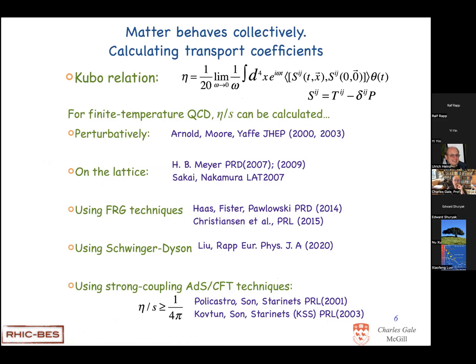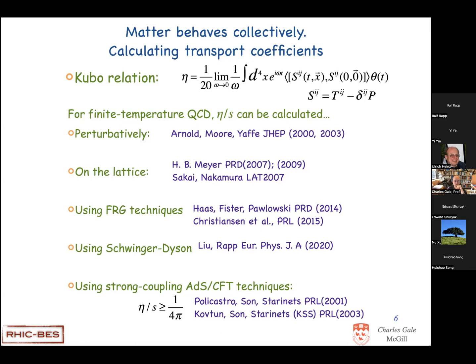There's a Kubo relation. If you think that the departure from linear behavior is not too large, you can use linear response theory and use a Kubo relation to calculate the shear viscosity. Here it is on the screen. It is the commutator of the energy momentum tensor, the space-space component. They can be calculated in finite temperature QCD perturbatively using that relationship. This has been done roughly 20 years ago. There's some work to calculate it on the lattice, and there's some reference you can see on the screen.